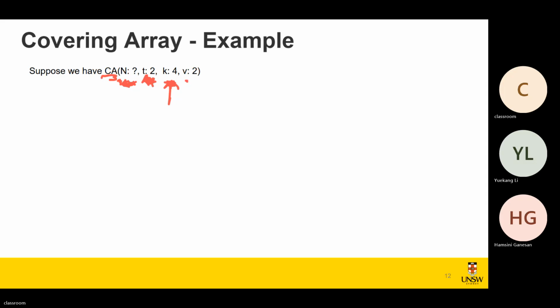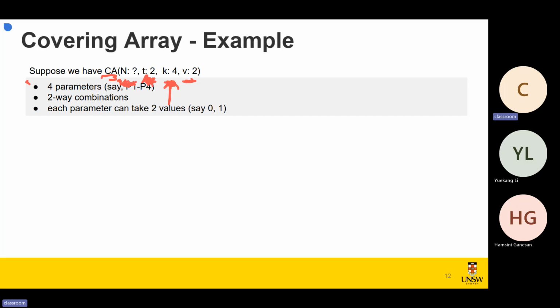Each parameter can take 2 values, and we are trying to do pairwise testing. This is the meaning of this math notation here. So how many pairs do we have given this setting? We have 4 parameters and 2 values, but we have 4 parameters here. So how many pairs do we need to have?